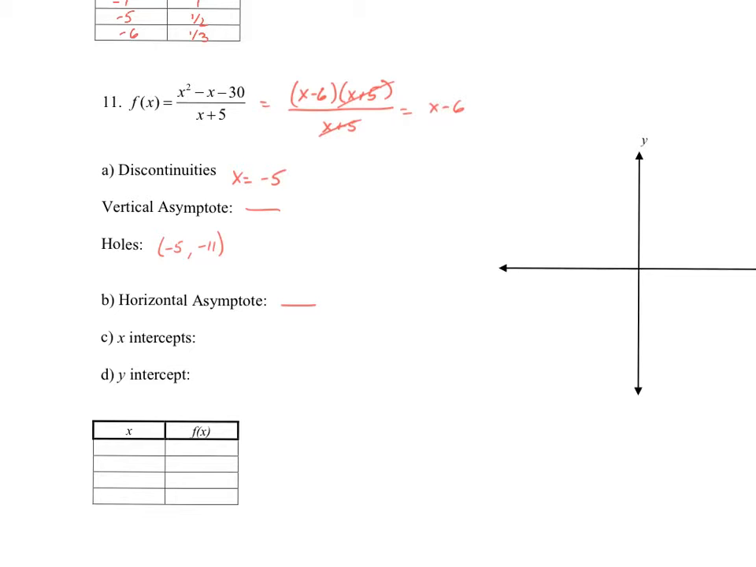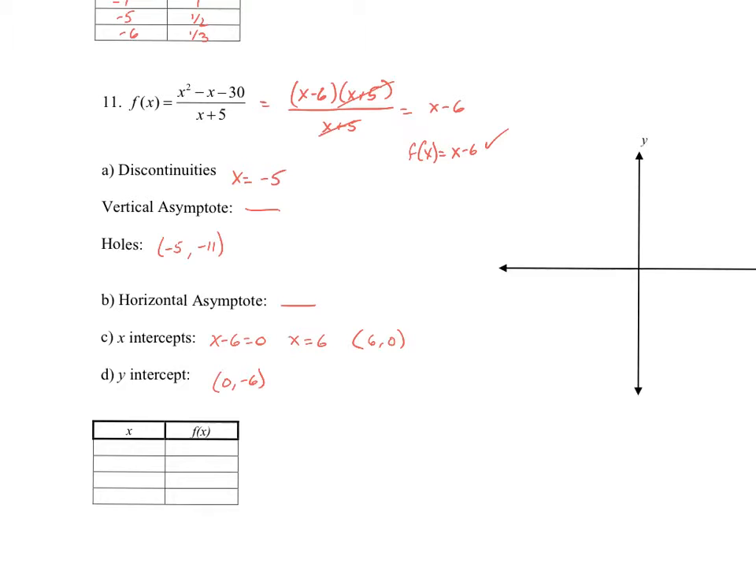For x-intercepts, I'm going to set my simplified numerator equal to 0 and solve, and I find that x equals 6, and so therefore there's an x-intercept at 6 comma 0, and y-intercept, I plug in 0 for x and solve, and I find that there is a y-intercept at 0 comma negative 6. Now, I want to go back and take a look at that simplified function, f of x equals x minus 6. We should recognize that. That's a linear function. Okay, so we're going to go ahead and graph this linear function.